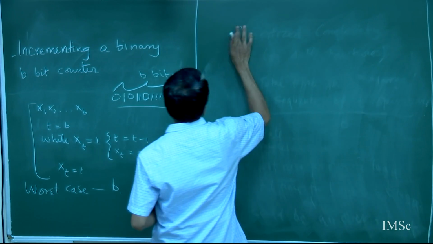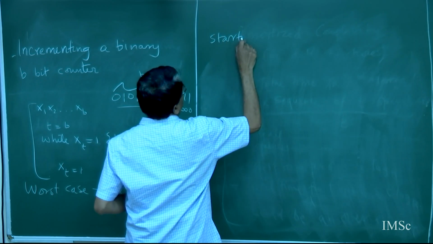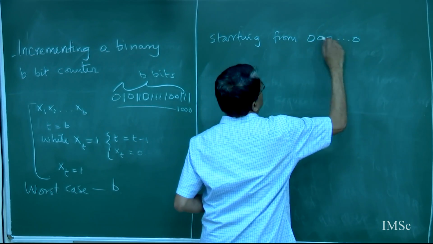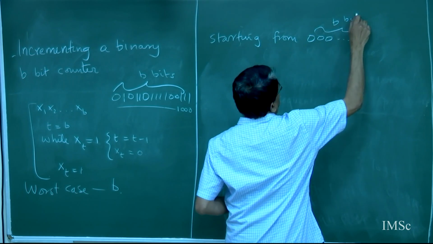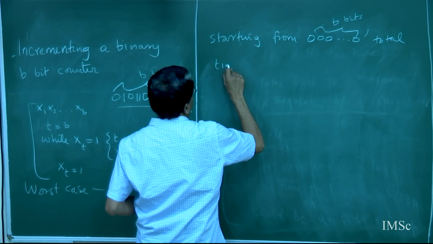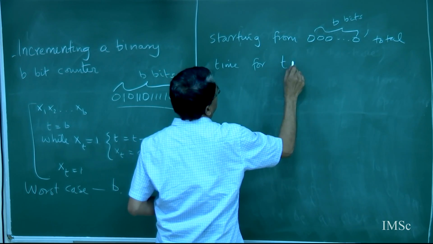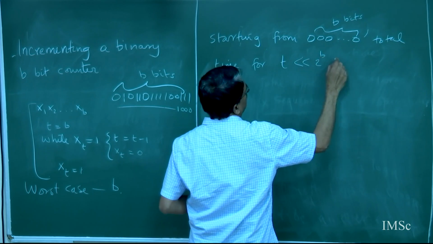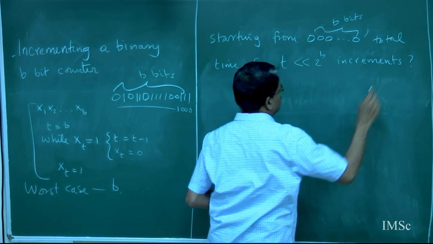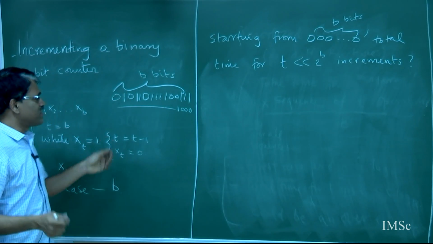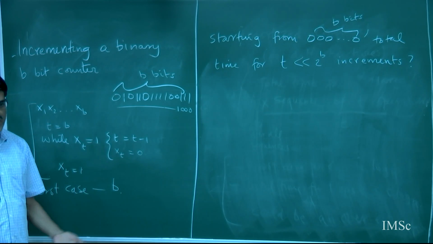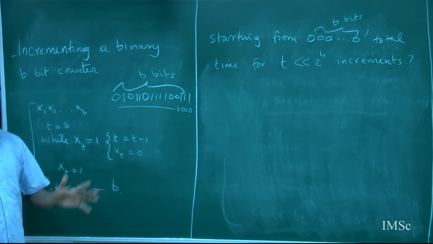So the total time, starting from 0, 0, 0, 0, 0, 0, 0 with B bits, for T which is much less than 2 power B increments. How do I estimate it? Again, it's very easy to say the worst case is B, so in total at most T times B. But I want something tighter, a little better estimate.